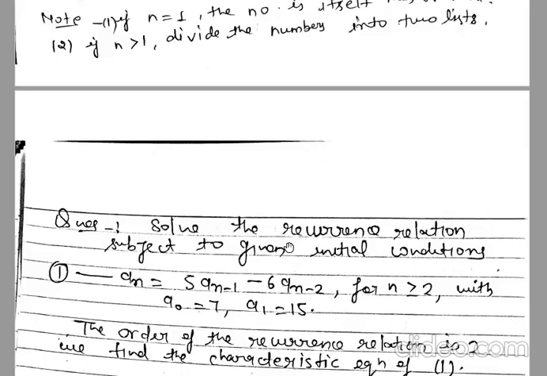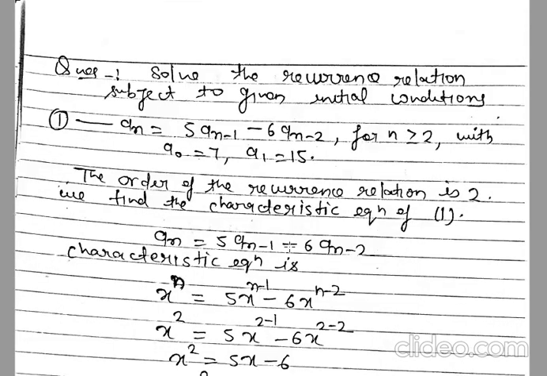There is another one here. This example was asked in your final semester exam. Solve the recurrence relation subject to the given initial conditions: a_n is equal to 5a_{n-1} minus 6a_{n-2} for n greater or equal to 2, with given initial conditions a naught is 7, a1 is 15. So the same process will be applicable.